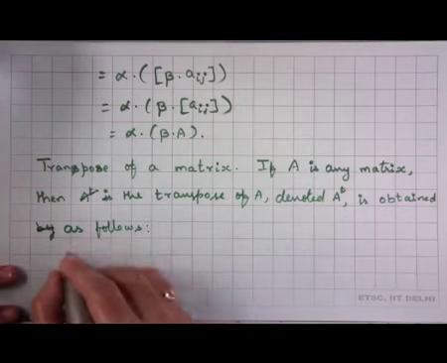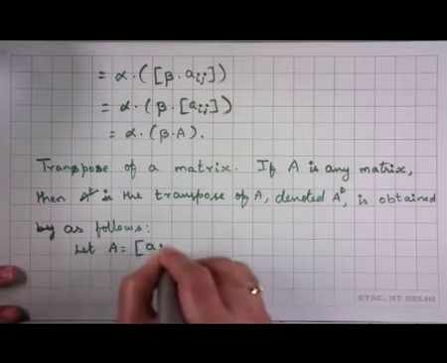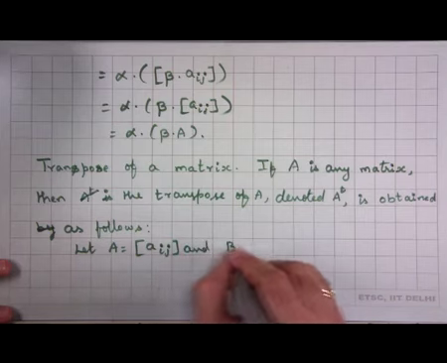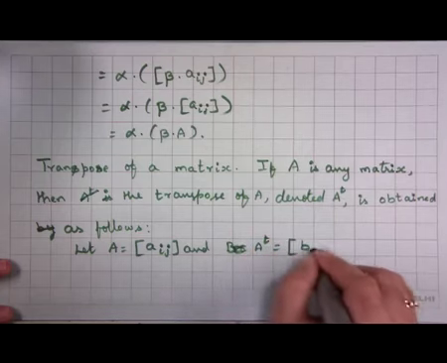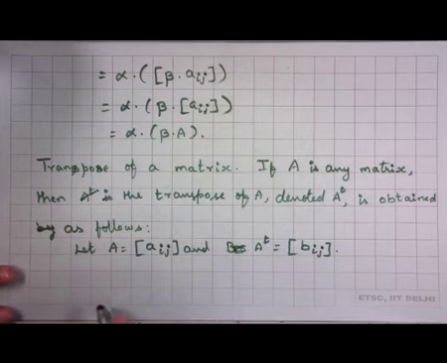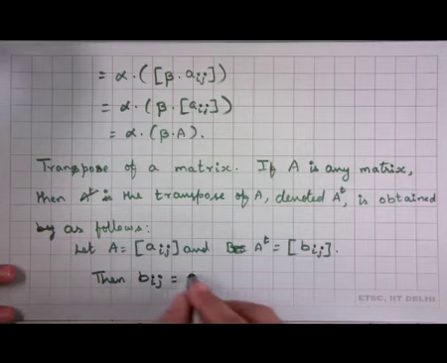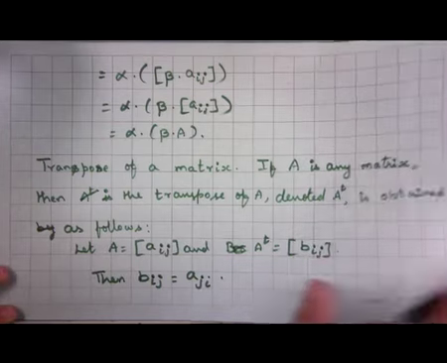Right, how do you obtain the transpose? So, let me write A as Aij, and let B be A transpose, this matrix, with entries Bij. Then what are the Bij? These are given by Aji. This is the definition of the transpose.